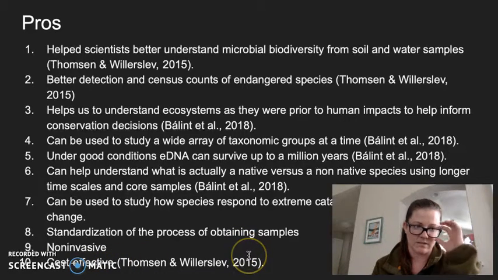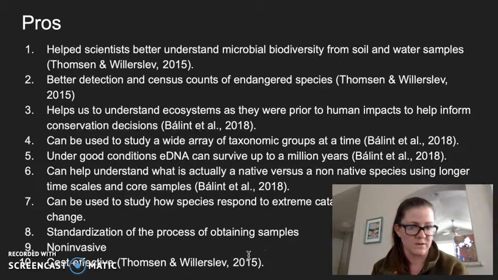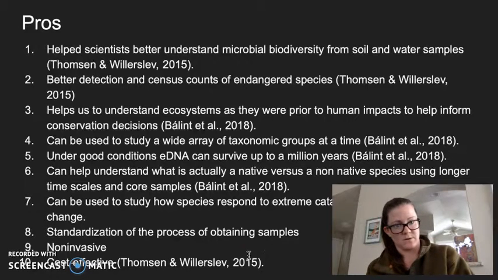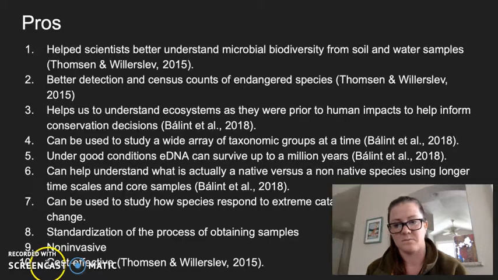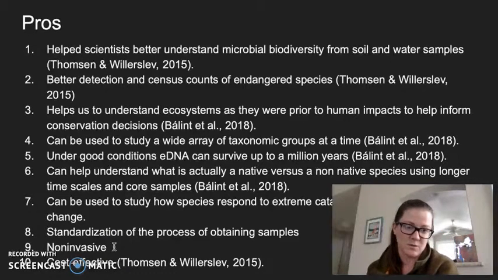Every study I looked at, they always said, oh, this is really cost effective. Since we're getting so much better with PCR and our lab analysis, it seems to be an easy way to do this. It's non-invasive, which I also like. So you're not having to tag animals to count them. So that's a really big pro, I think.